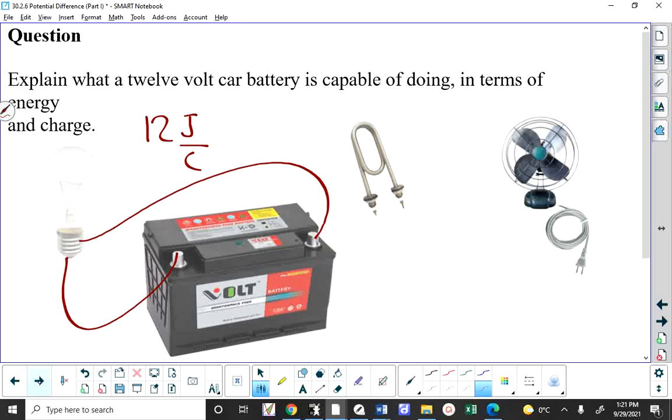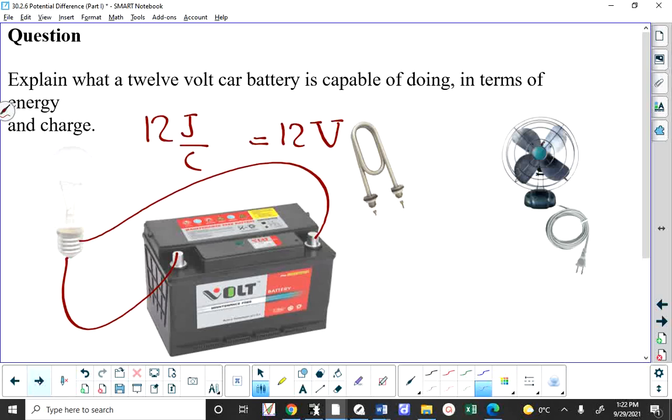If I connected it instead to this, a heating coil for an electric hot water tank, then for every coulomb of charge that flows, 12 joules of heat will be produced. If I connect it to a fan, then for every coulomb of charge that flows, 12 joules of wind energy would be created.